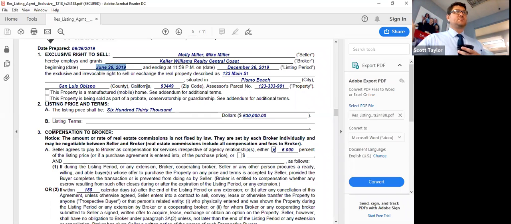Generally, we see 6-month listings with residential contracts. You can do 90 days if you like. It's your business. You want to do a 30-day listing, put a bunch of work into something and have it expire in 30 days, that's fine with me too. On land, I would recommend at least 12 months, if not 24.